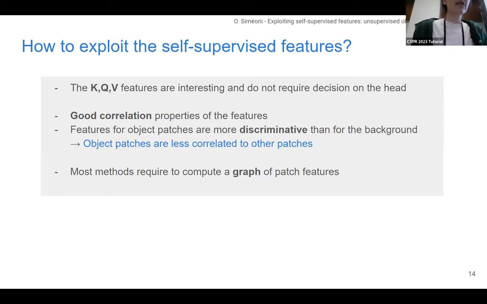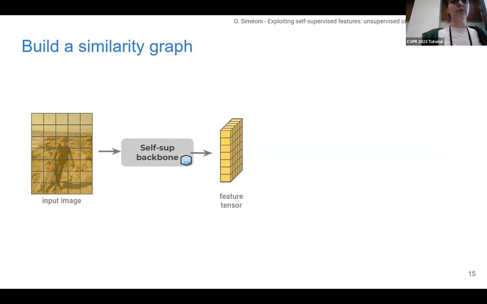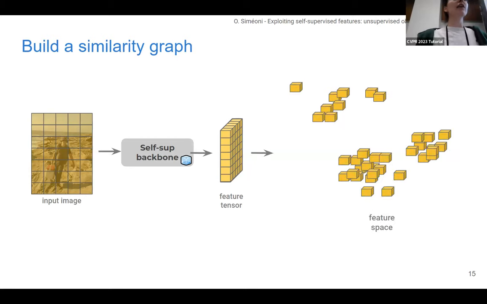Most of the methods that we're going to see now require a graph of patch features. So how do we build this one? We have our image, which is cut into N patches. It goes through a frozen self-supervised backbone. At the end, we have our feature tensor. We are here looking at the feature space. Obviously it's a very high dimensional space, but I represented it with only three axes. Imagine it at a much larger scale.